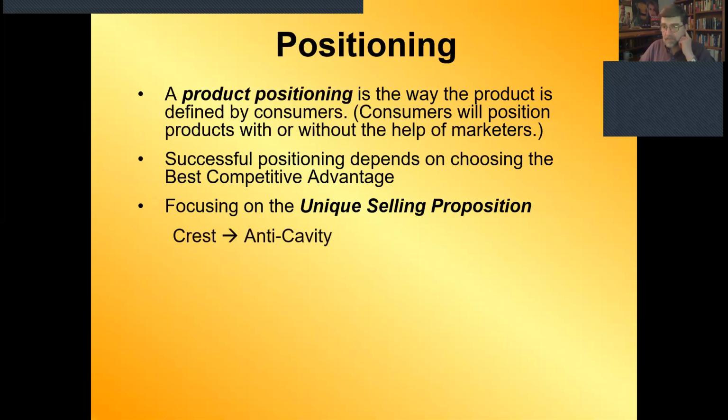Certain companies have pushed very hard to position their products, and it's very difficult for two products to hold the same positioning. Crest, for 60 years, has pushed their toothpaste as the anti-cavity toothpaste. I remember even as a little kid, they were talking about fluoride and preventing cavities, and that was the biggest thing. Now, other toothpastes have positioned themselves as whitening.